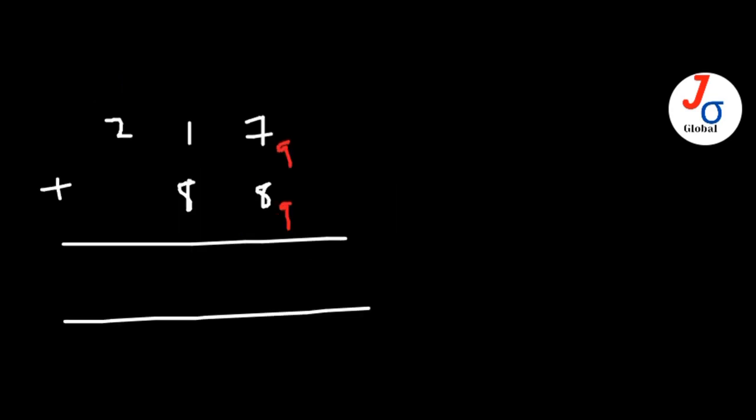Here we have this example, 217 plus 88 in base 9. So how do we add up these things? 7 plus 8 is actually greater than the base. That's 15, and 15 is greater than 9. So we have to write 15 divided by 9. How many 9s can we get in 15? That's 1, remainder 6. So I'm going to basically write the remainder 6.